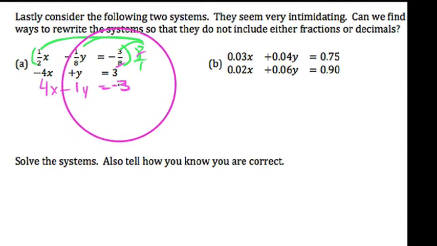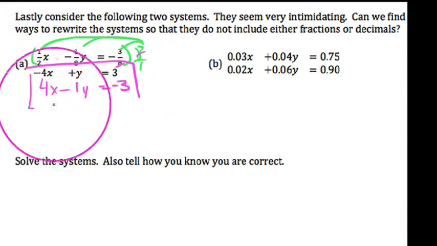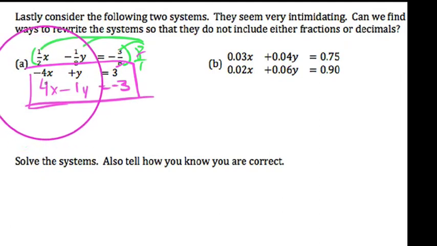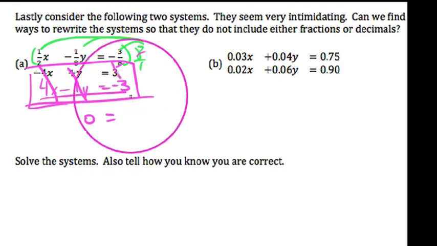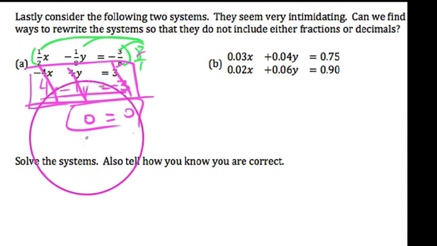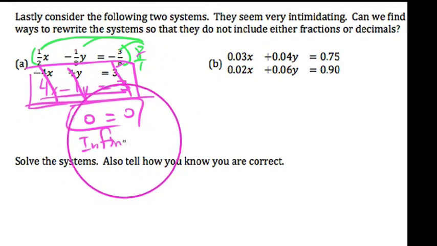So if we were to solve this system now, what method would I use? I would definitely use the elimination method. I notice that if I add these right now, as a matter of fact, I get 0 on the left side and 0 on the right side. So if I were to solve this system, I get infinitely many solutions.